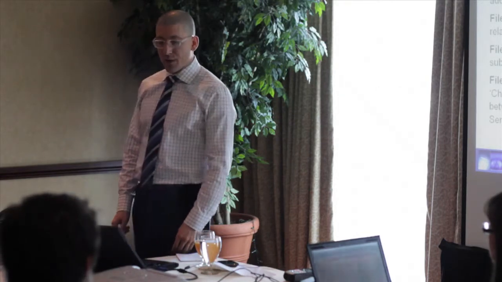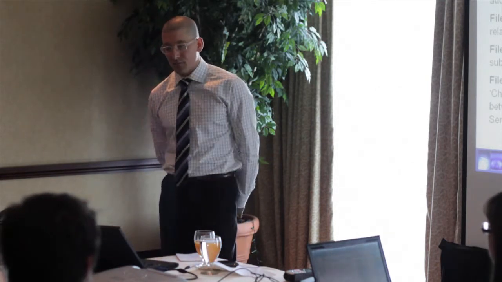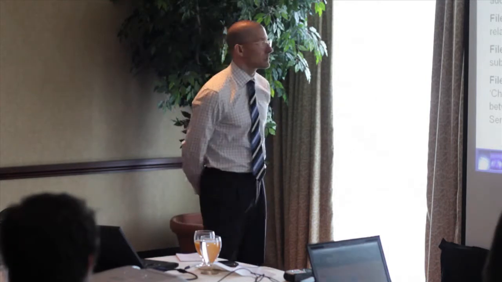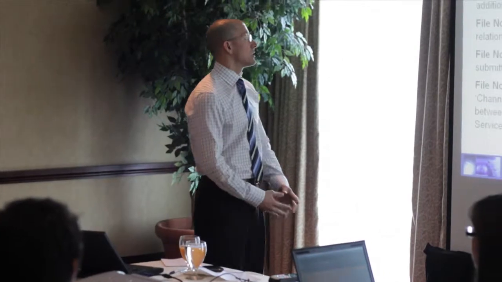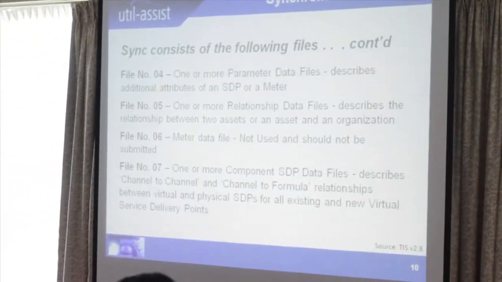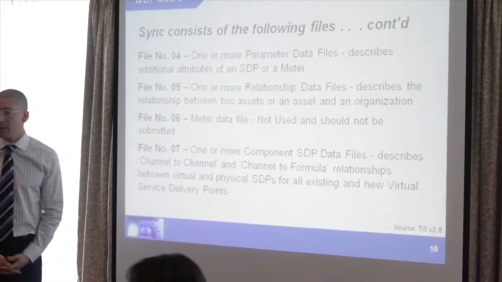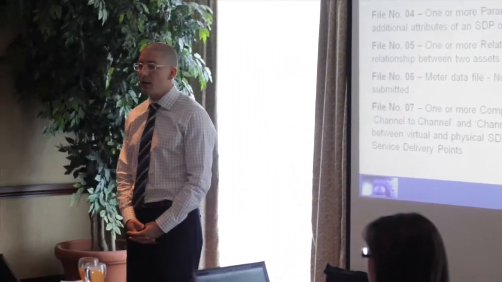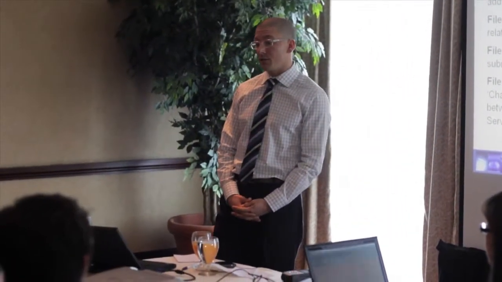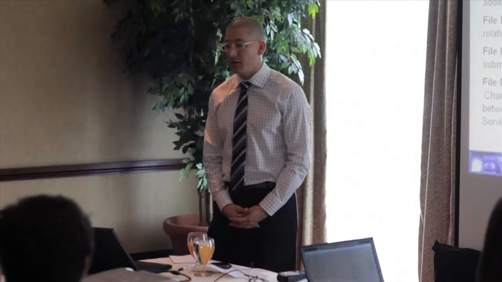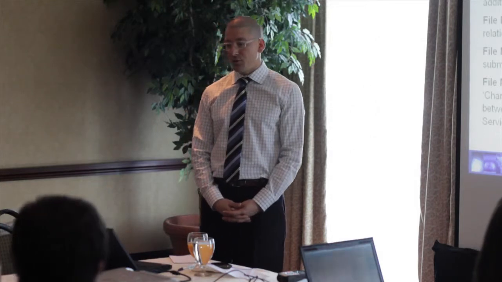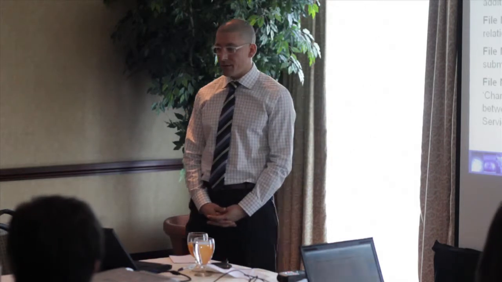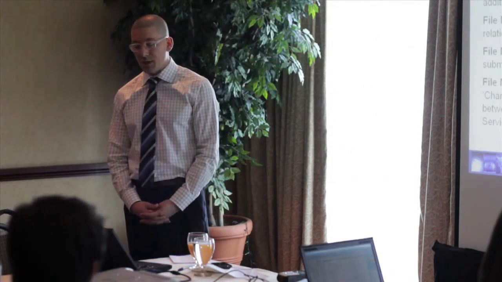File number 4, parameter data files. This would be something like the number of dials for a meter. So it's the additional attributes of an SDP or a meter. File number 5 is your relationship data file. This is the file where you say a particular meter is related to an SDP. So it combines the different attributes. File number 6 is not used anymore. And file number 7 is that virtual meter information.